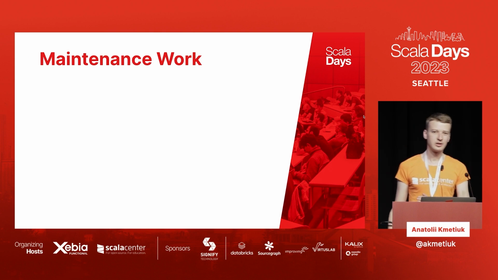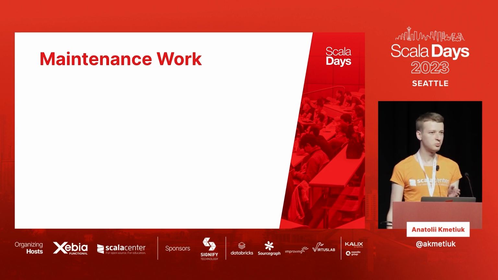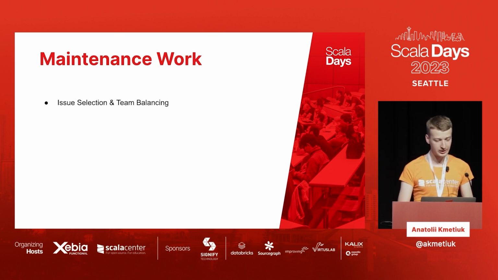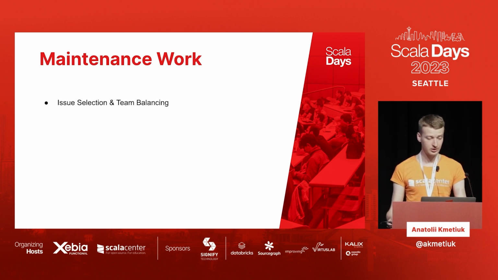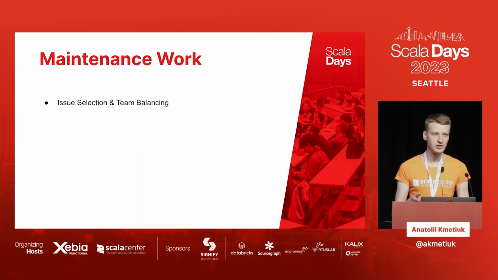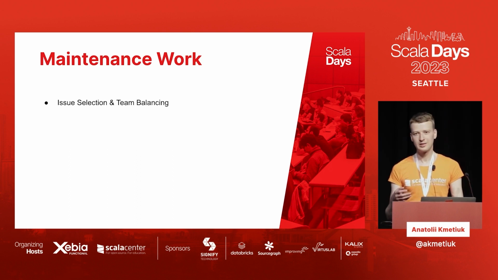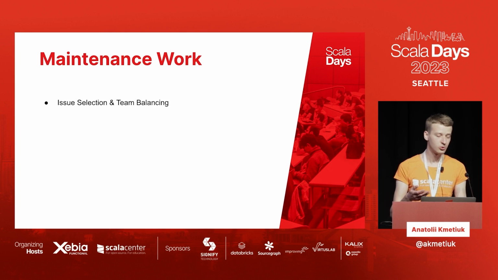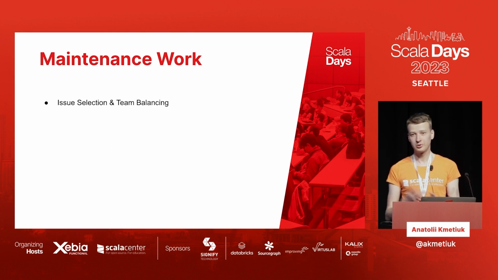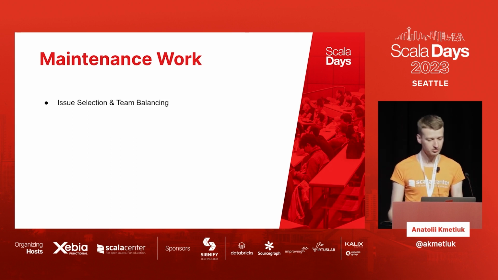Okay, maintenance work. So what do you need to do to make it happen? What is the cost to keep it running? So the main avenues of cost boil down to issue selection and team balancing. This cannot be automated. You need to see who registers to your spree. You need to know your people, who is interested in what, and who might benefit from working with whom, so that you put people together in the right teams.